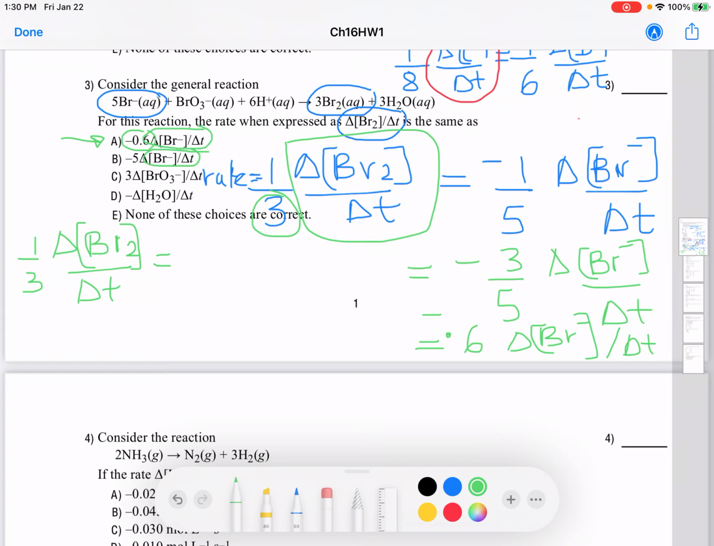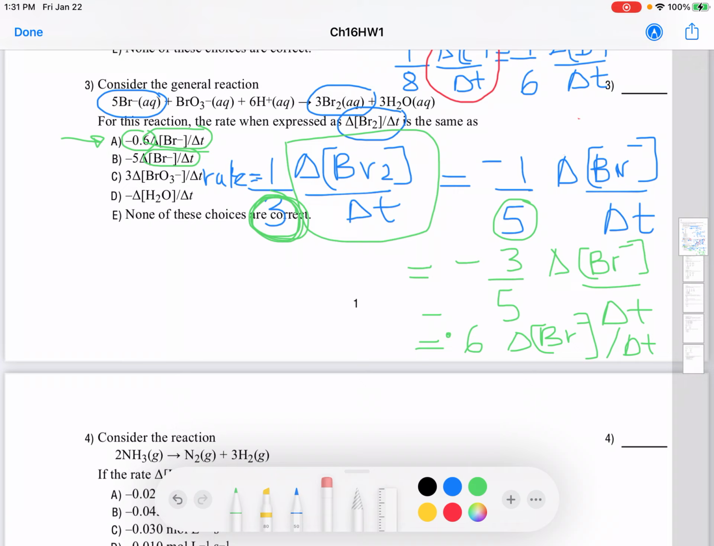So we found negative 0.6 is the correct answer, not negative 5, right? Negative 5 is right here. It is 1 over 5, but you have to multiply it by this 3 over here. So the correct answer is that. We don't even need to do the calculation again to find out that the second choice is not the correct one. We already found the answer with regard to Br minus and delta T.